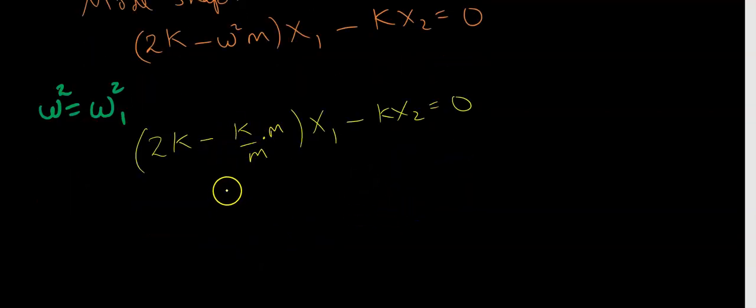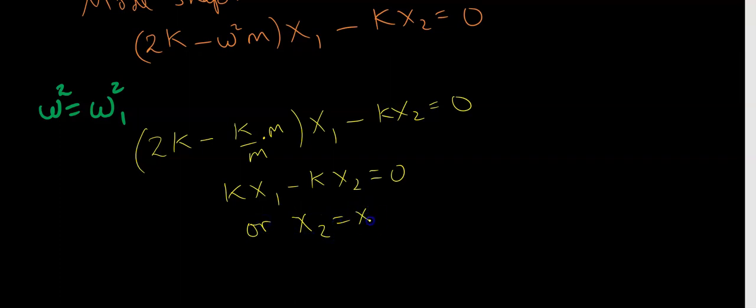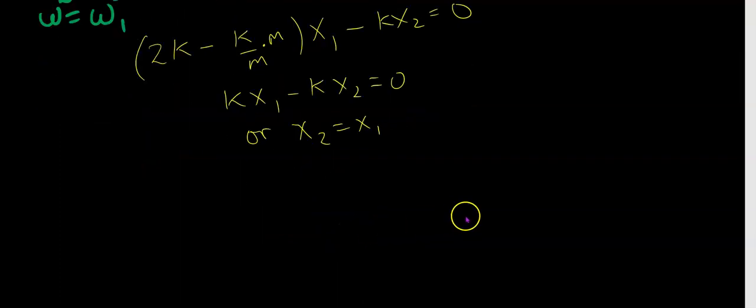And you can recognize that this just becomes kx1 minus kx2 is equal to 0, or x2 is equal to x1. Now, when we talk about mode shapes, we are not talking about exactly determining what capital X1 is or exactly determining the value of capital X2. Those things can only be obtained if you have the initial conditions of the system. But rather, when we are talking about mode shapes, what we are talking about is the ratio between X2 and X1.